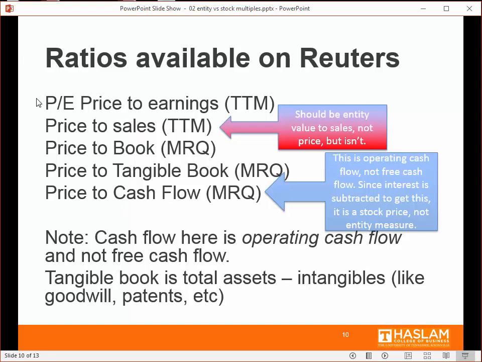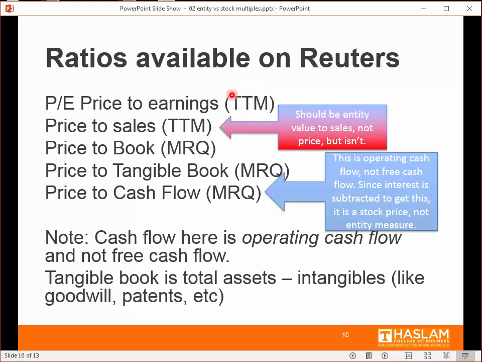As we talked about price to earnings ratios, we use a PE ratio, price to earnings, and TTM means trailing 12 months because, of course, we've got the current price and we don't know what next year's earnings are going to be. We just have an estimate of that if we used analyst forecasts, but we do know what the last 12 months of earnings are.